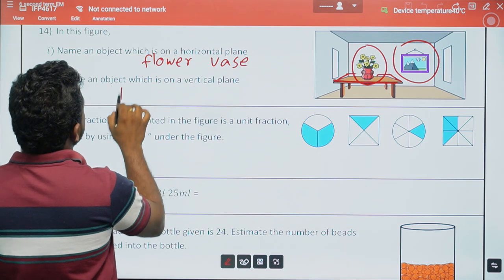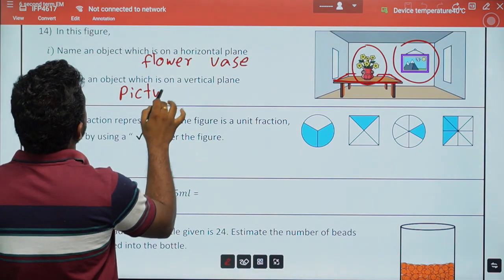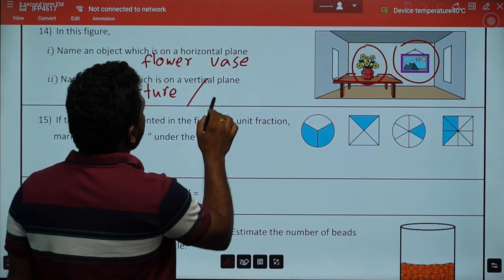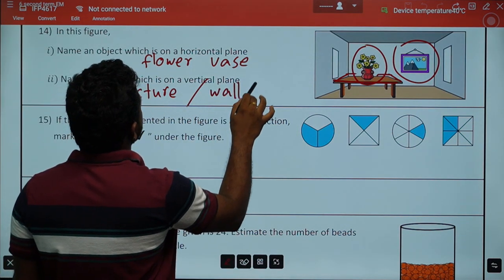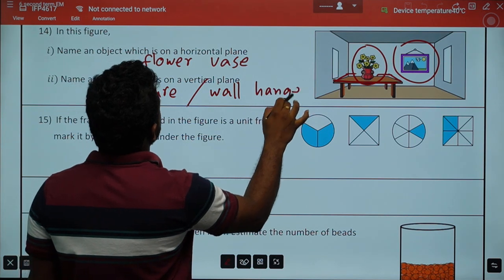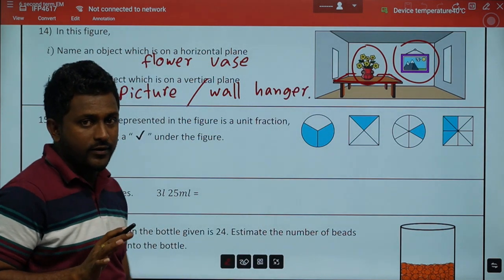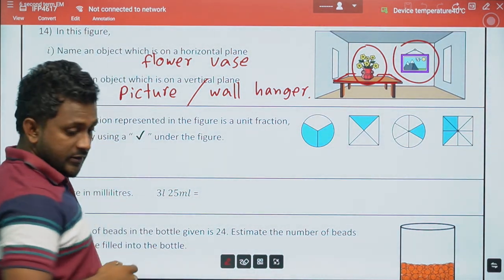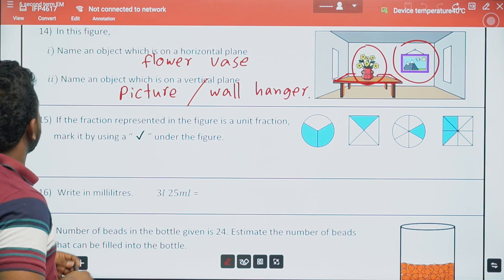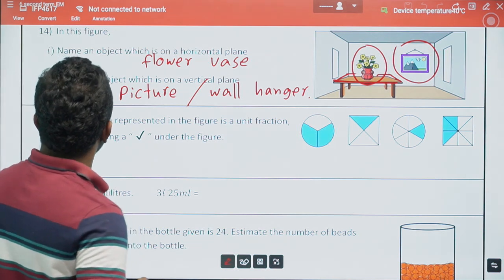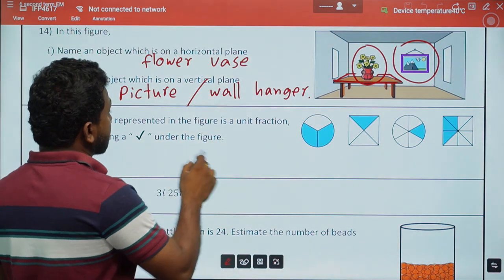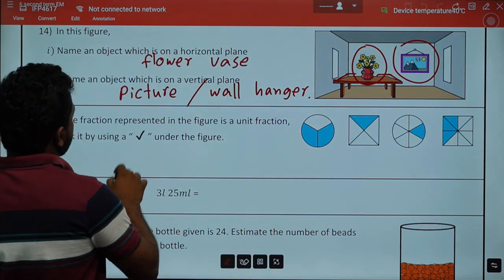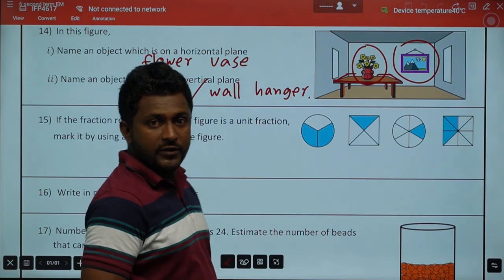We can write picture or wall hanger. We can write as wall hanger. Okay. Then look at the question number 15. If the fraction represented in the figure is a unit fraction, mark it by using the correct sign under the figure.